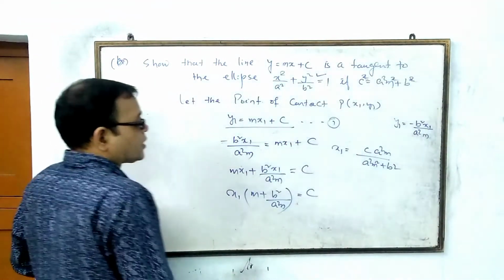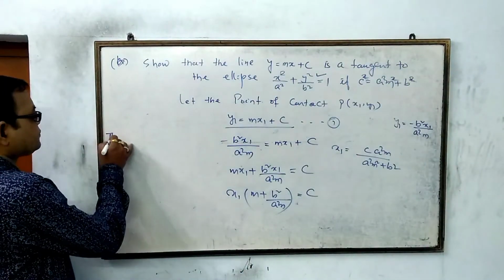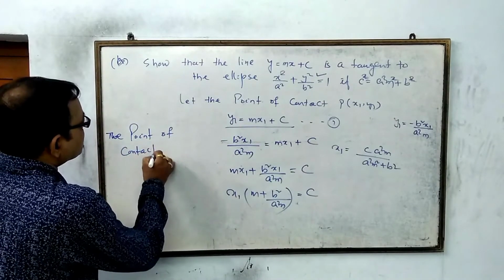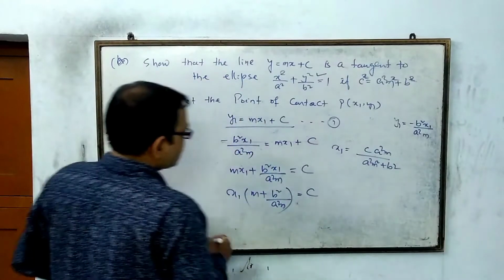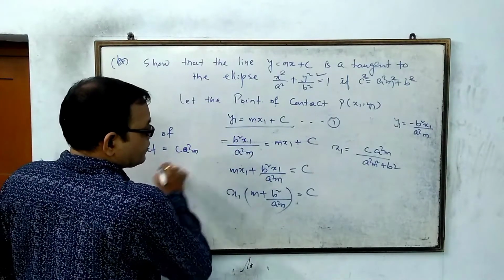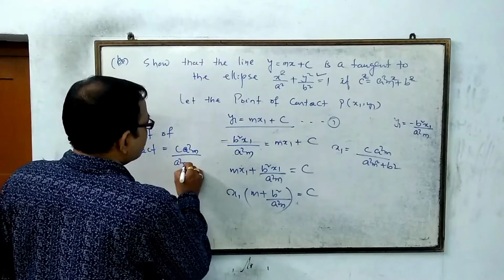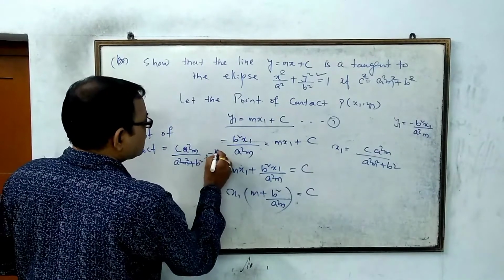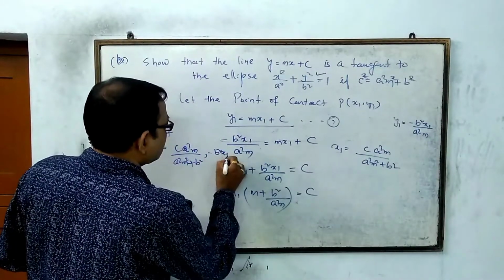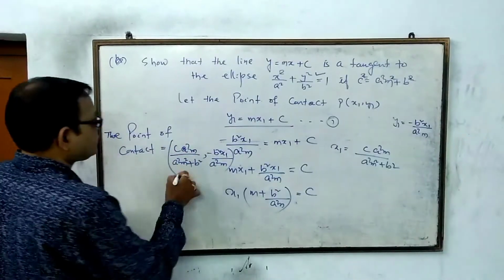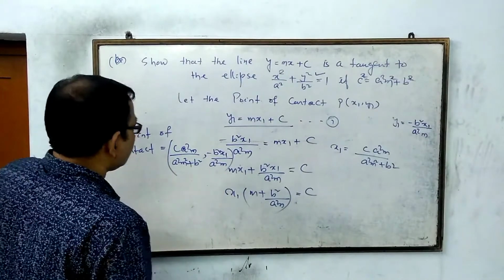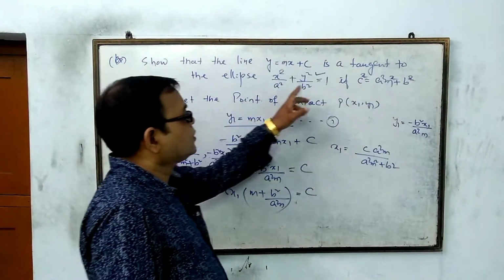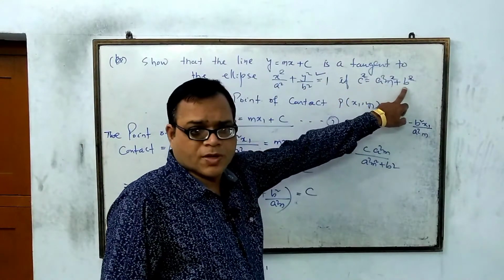So what is the point of contact? The point of contact is equal to x1, y1, that is c a square m by a square m square plus b square, and y1 is minus b square x1 by a square m. So you can write the point of contact as c. As our question is, we have to prove that c square equal to a square m square plus b square.